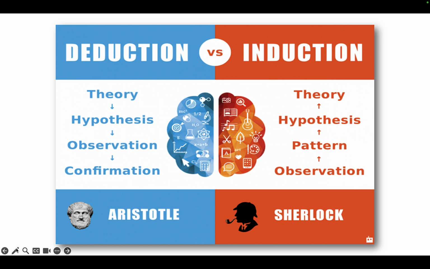They conduct experiments or do whatever, make observations, and they confirm whether or not their hypothesis is supported through their observations. That's a deductive model. An inductive model, the Sherlock Holmes model, is where you actually start with observations. You go from the bottom up on this model.